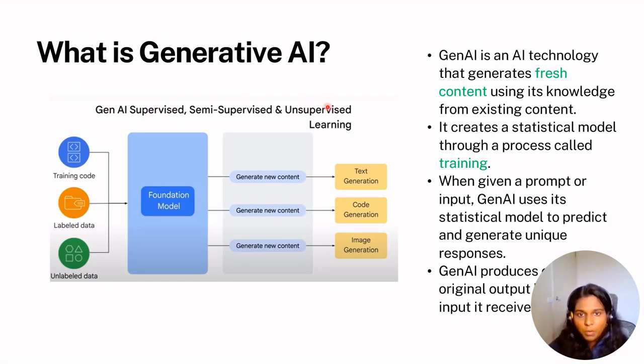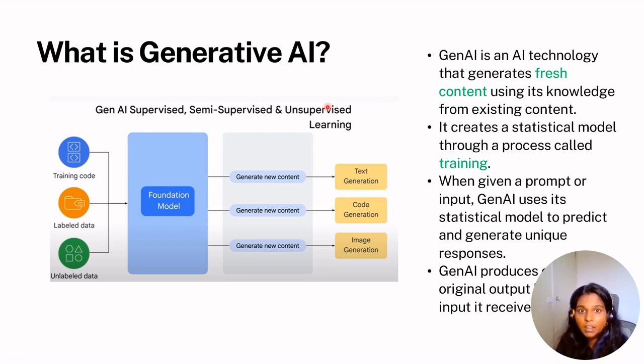So what is generative AI? I'm going to keep this as simple as possible so that a large audience can easily understand. Gen AI is an AI technology that generates fresh content using its knowledge from existing content. Imagine it is a model that is trained using a vast amount of content around the web. Based upon the existing content, it creates fresh content.